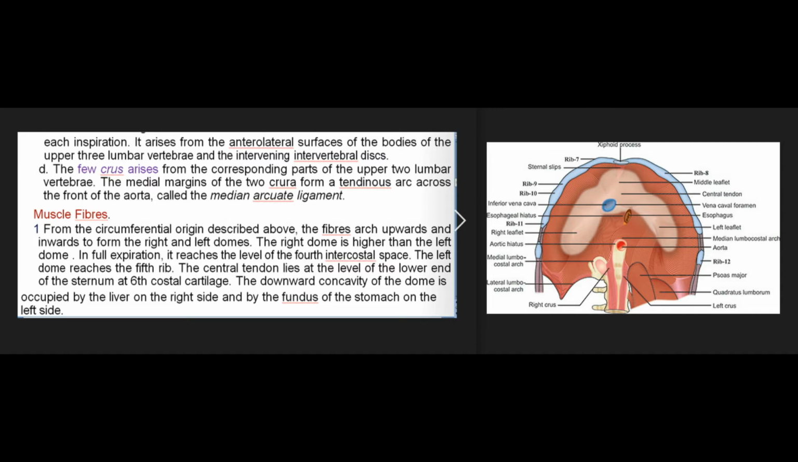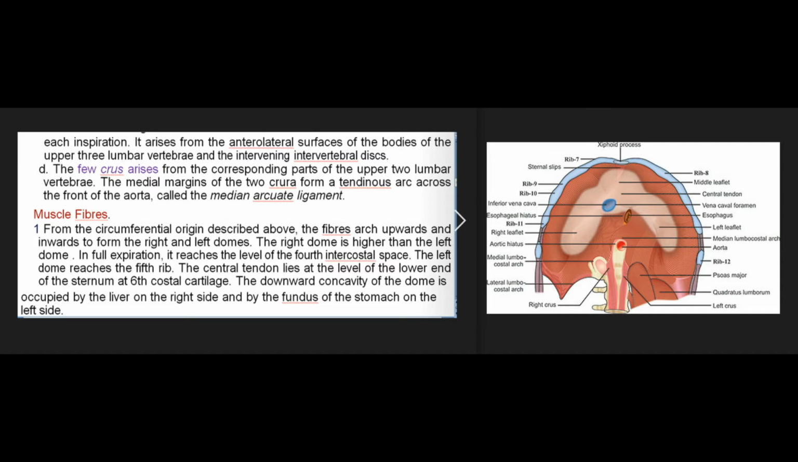Muscle fibers. 1. From the circumferential origin described above, the fibers arch upwards and inwards to form the right and left domes. The right dome is higher than the left dome. In full expiration, it reaches the level of the 4th intercostal space. The left dome reaches the 5th rib. The central tendon lies at the level of the lower end of the sternum at the 6th costal cartilage.